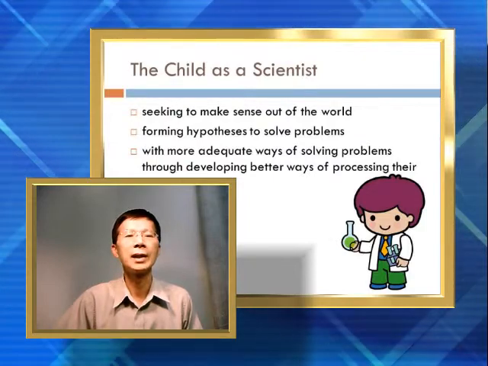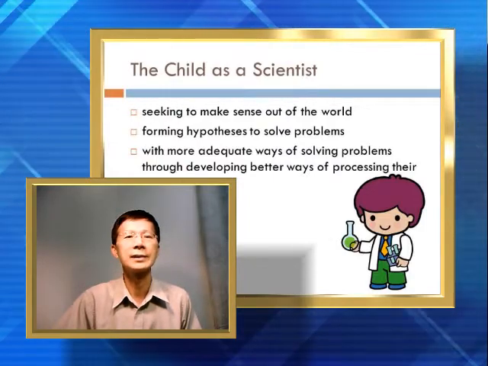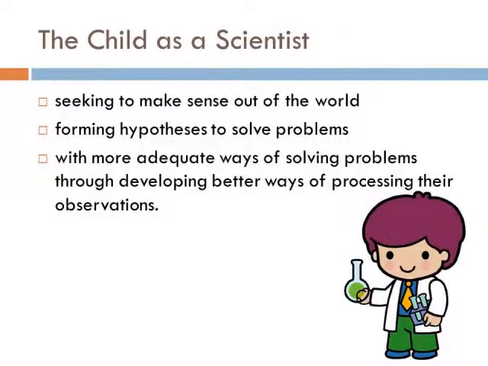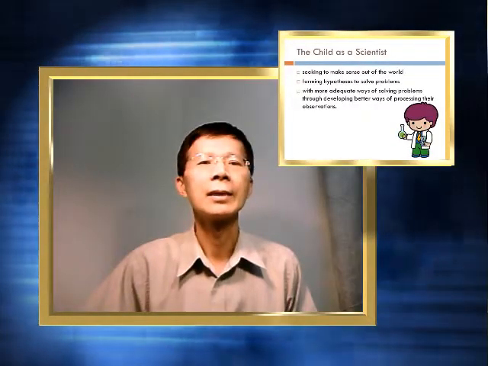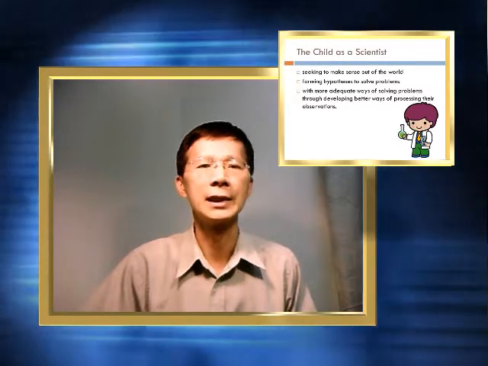Dewey contended that all persons are scientists, in that they spend their lives forming hypotheses to solve problems. They come up with more adequate ways of solving problems, not simply through learning more hard facts, but through developing better ways of processing their observations. According to Dewey, humans are always working to understand their complex world more fully. In seeking to answer the questions of life, we develop explanations that help bring order to a highly confusing situation.